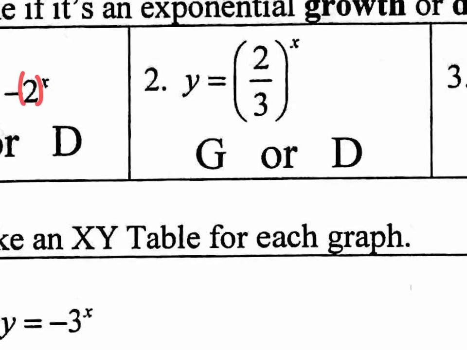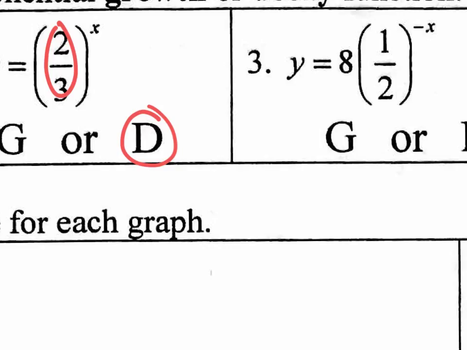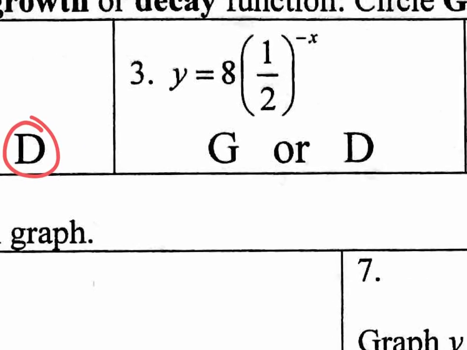Number two, that one's a decay. It's not growth, it's decay, because 2/3 is less than 1. This next one, it looks like a decay because you might be thinking that your base is less than 1, but it's not a decay, it's actually a growth.